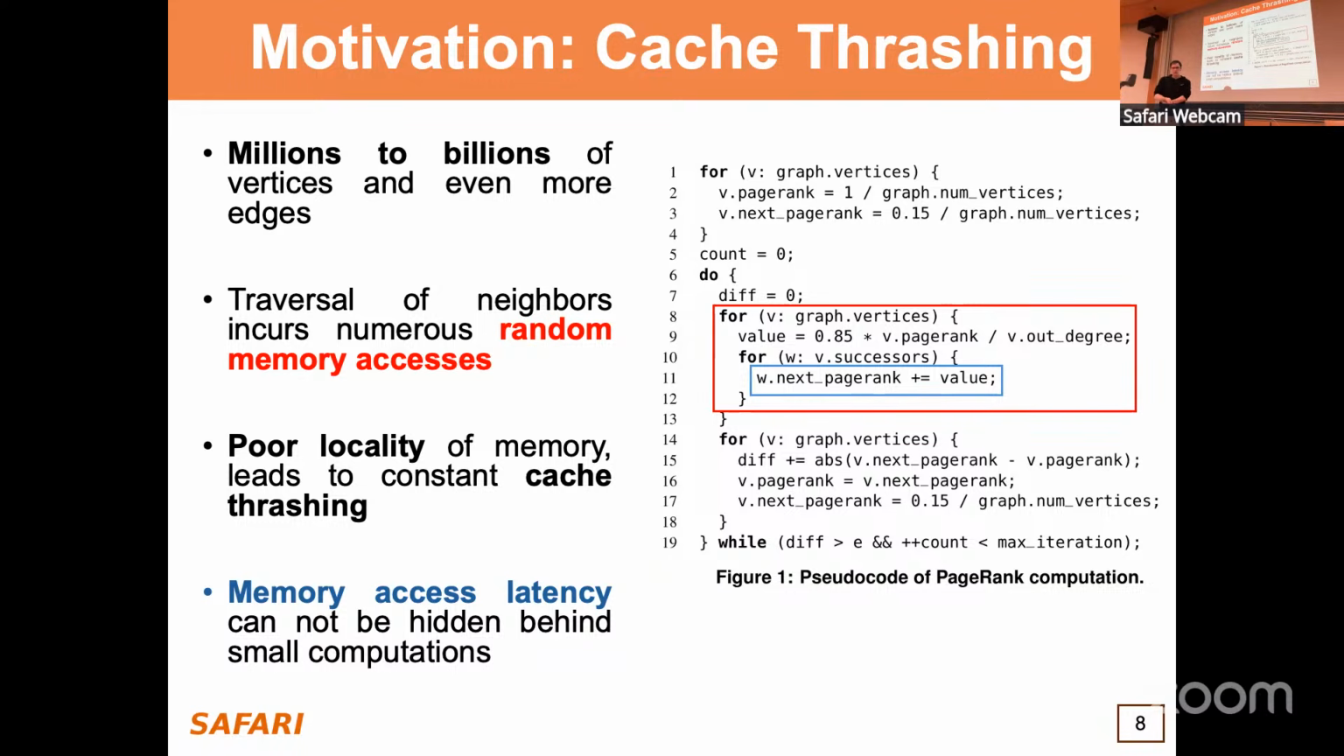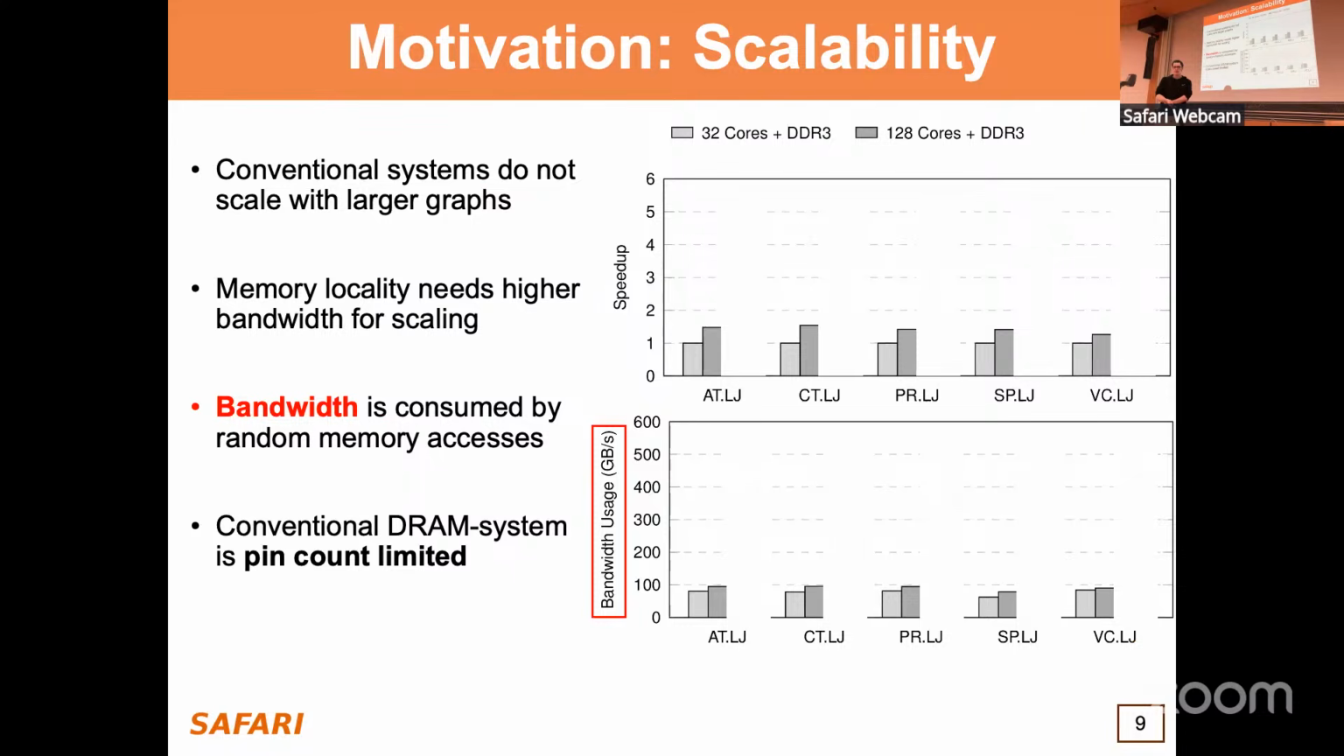And a big problem with all of this is that the memory access latency that all of this incurs cannot be hidden, as the computations inside of the loops, for example, are usually very small in comparison. So conventional systems usually do not scale with larger graphs.